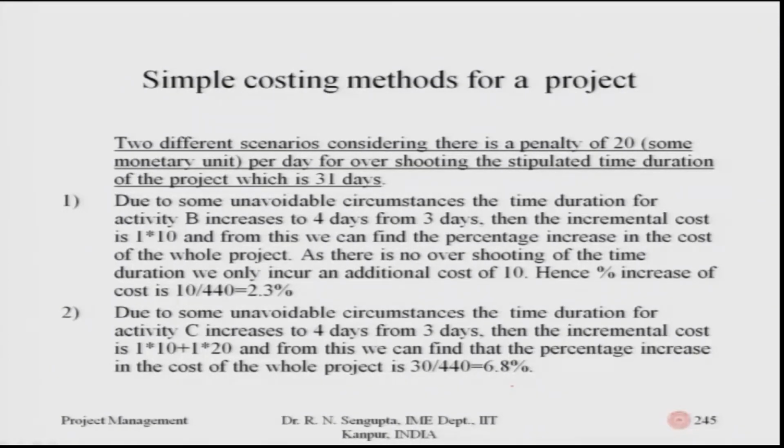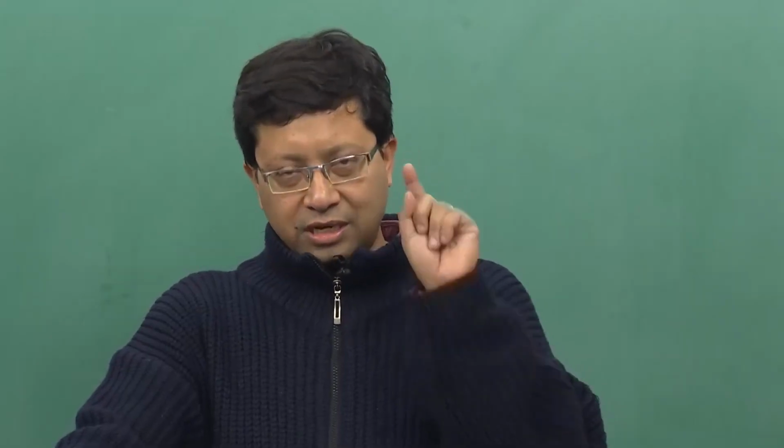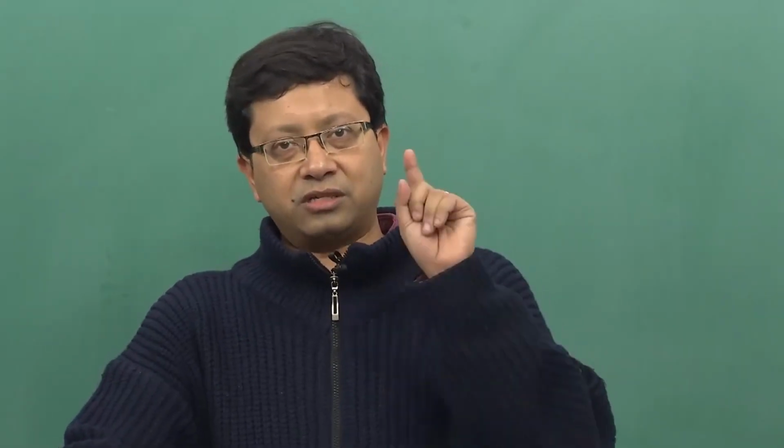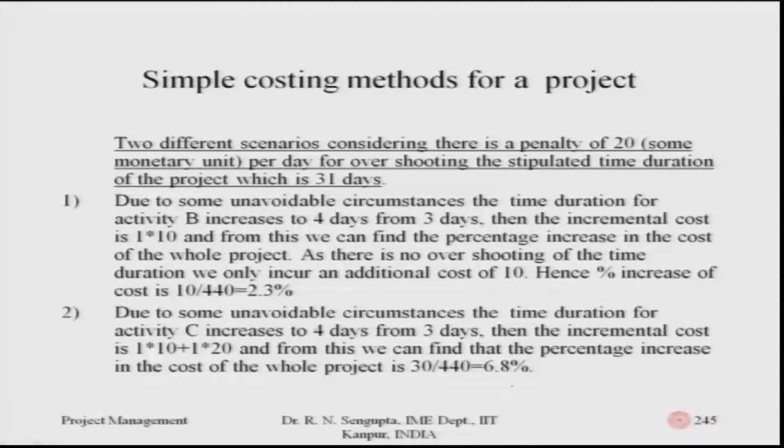Then the incremental cost would be, the number of days is 1, and the cost per unit day is 10. We will consider it is not increasing, it is a linear constant function, if you remember I mentioned. From this we can find out the percentage increase in the cost of the whole project. As there is no overshooting of the time duration, we only incur the additional cost, which is 10. Hence, the percentage increase, if you consider the overall cost, which was 440, is about 2.3%.